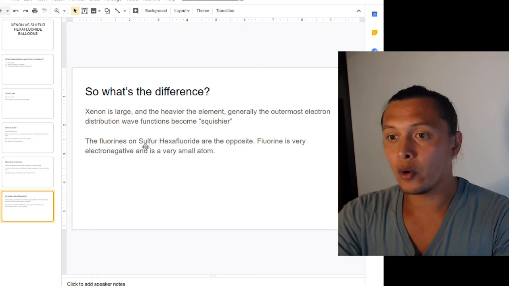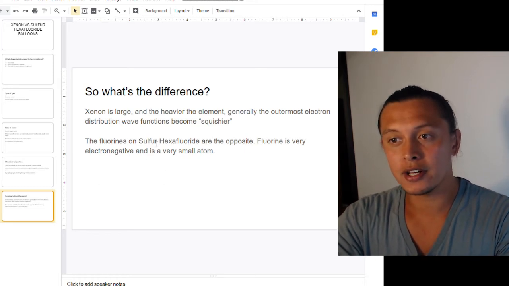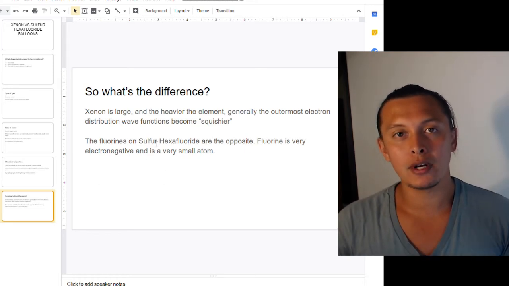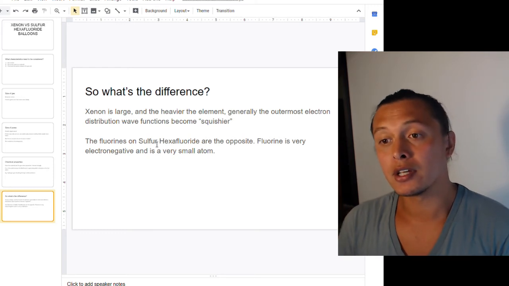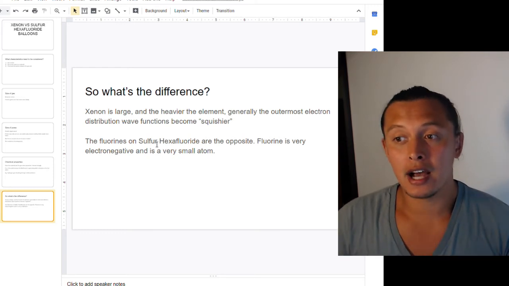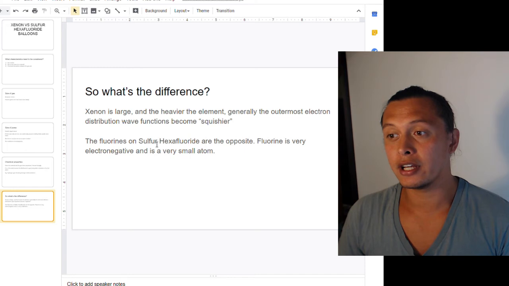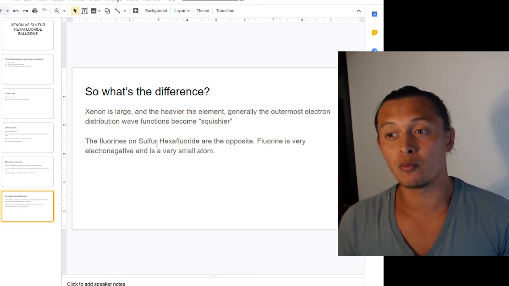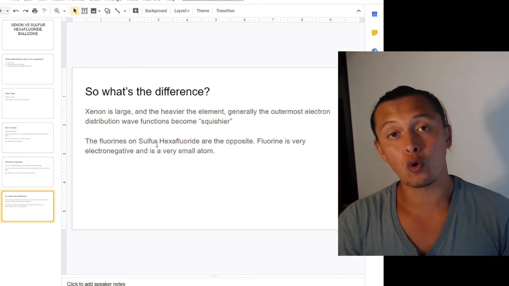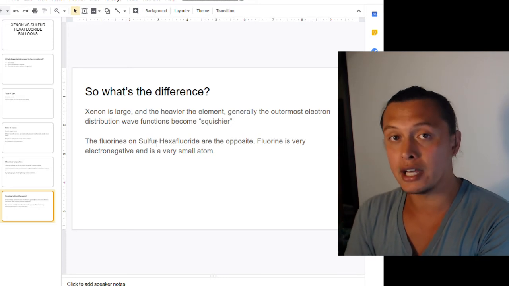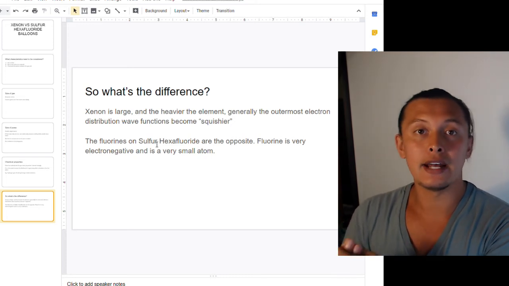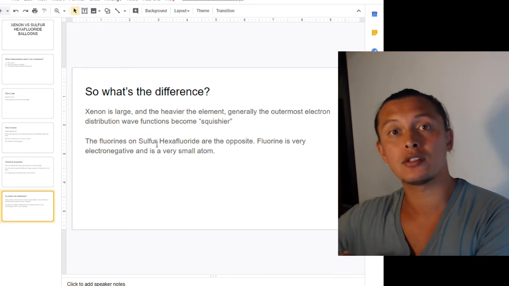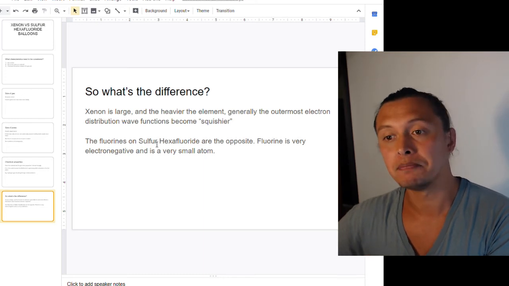So going to this, what is the difference? Why are we experiencing these differences in the balloons? Xenon is large, it's a heavier element, and generally the outermost electron distribution wave functions will be squishier. Therefore, it will dissolve more readily into the balloon material, and as a result, be able to cross that entire barrier much more readily. Okay?